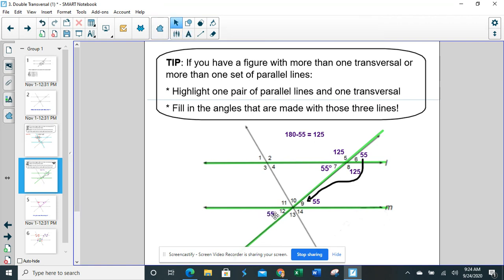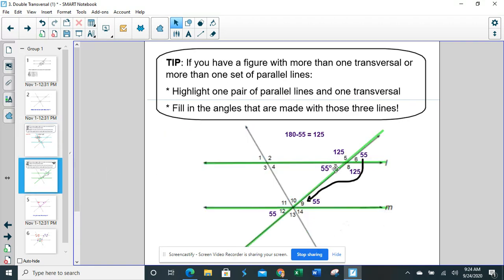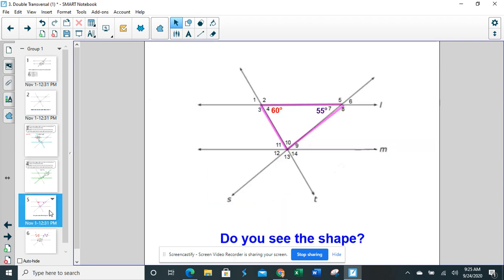Okay. So thinking back to where we left off, we had 1, 2, 3, and 4. We had 11 and 14. Now we have 5, 6, 7, and 8. We have 9 and 12. So what we're missing right now is 10 and 13. So I want to take a look at something. Do you see the shape that's created by this intersection of these transversals with the parallel lines? It actually creates a triangle.